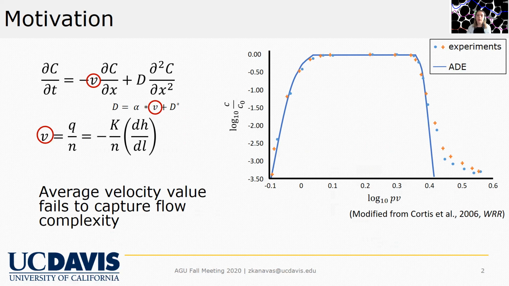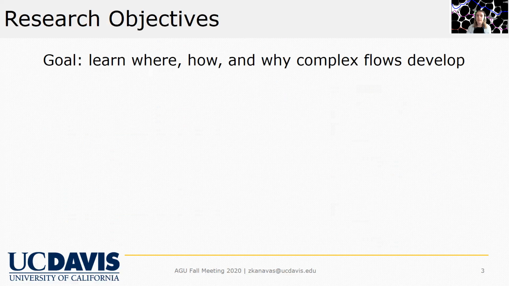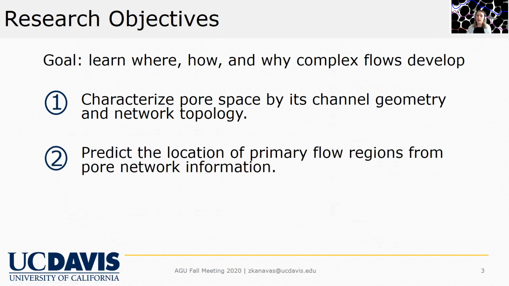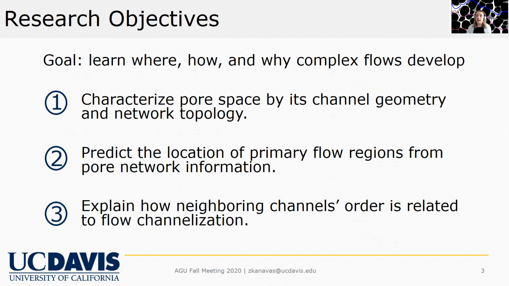In this project, we worked fundamentally with flow at the pore scale. Through this work, we learned where, how, and why complex flows develop at the pore scale. We did so by first characterizing a sample's pore space by its channel geometry and network topology. Then, we predicted the location of a primary flow region using the pore network topology and geometry. Finally, we explained how neighboring channels' structural similarity, or order, is related to flow channelization.